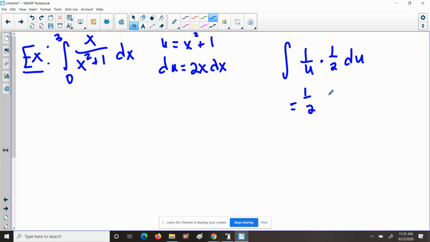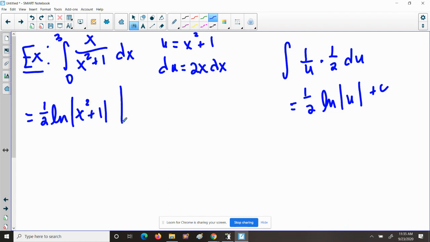And then the integral of 1 over u is the natural log of the absolute value of u plus c. Now, we don't need the plus c because we're doing a definite integral. So let's go ahead and plug this back in: 1/2 natural log of the absolute value of x squared plus 1. And then our vertical bar, because this is a definite integral, let's put in our limits of integration.